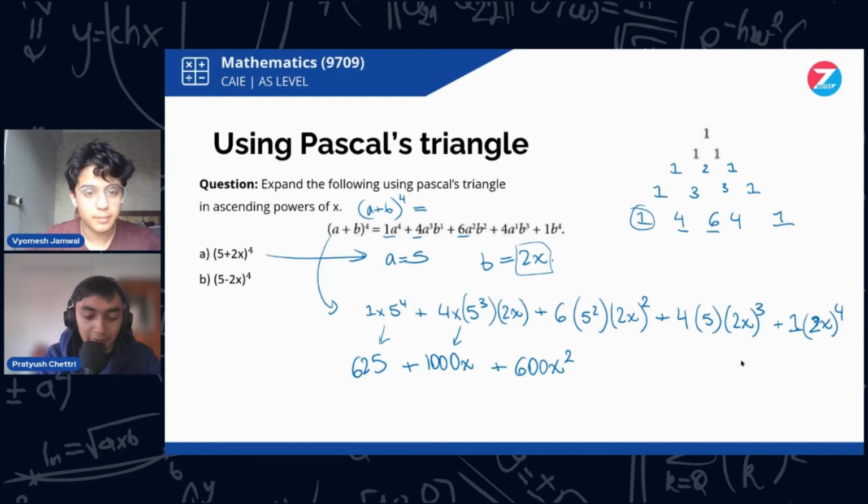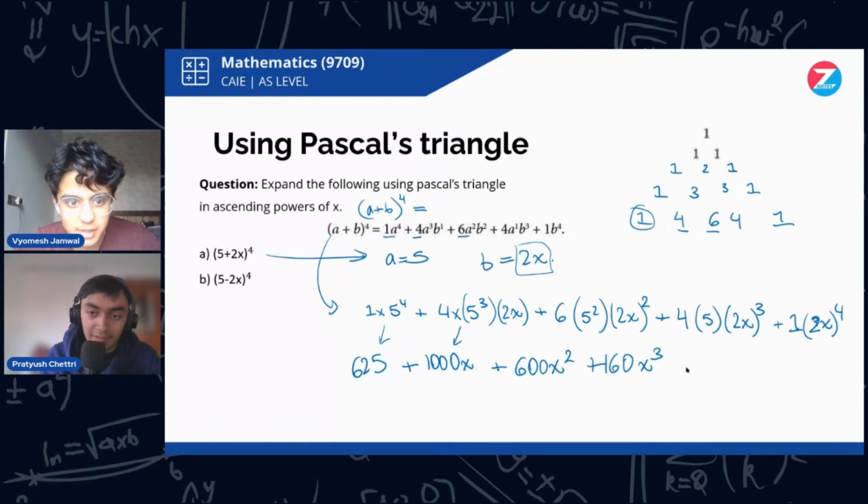4 times 5 times 2 cubed, and the next one would be 160x cubed. And then that's just 32, is it? And then the next one would be 16x to the power 4. So basically, we just expanded this into that.